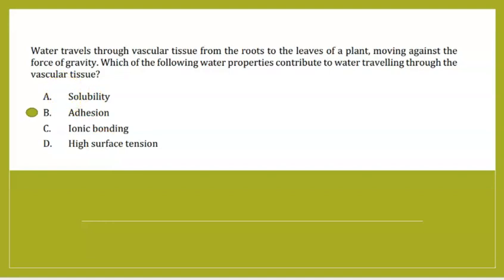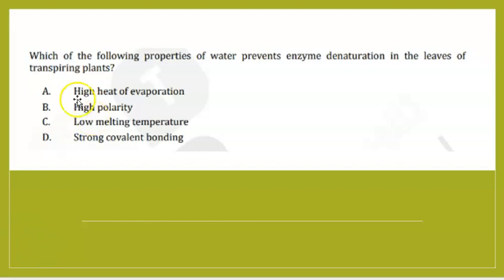Okay. Moving on to the next slide, it says which of the following properties of water prevents enzyme denaturation in the leaves of transpiring plants? Enzyme denaturation is when, an enzyme is a protein, right? When you heat enzymes too much, every enzyme has an optimum temperature. So if that optimum temperature is crossed, you heat them too much, they get damaged, they get denatured. This is called enzyme denaturation. But they said, what property of water prevents this from happening?